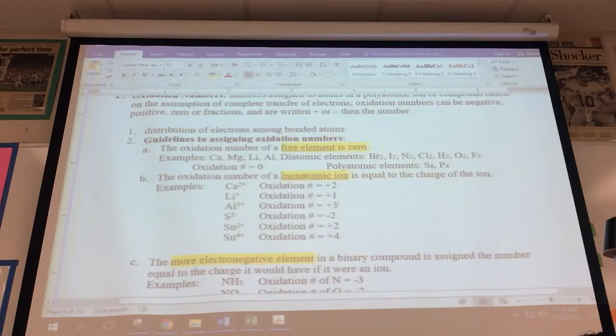The oxidation number of a monatomic ion, a single atom, but there's a charge, so it's an ion, is equal to the charge. So calcium ion has a charge of 2+, an oxidation number of +2. Lithium ion has a charge of 1+, oxidation number +1. Sulfide ion has a charge of 2-, oxidation number -2. Tin can form a tin 2 or a tin 4 ion, oxidation number of +2 or +4 respectively.